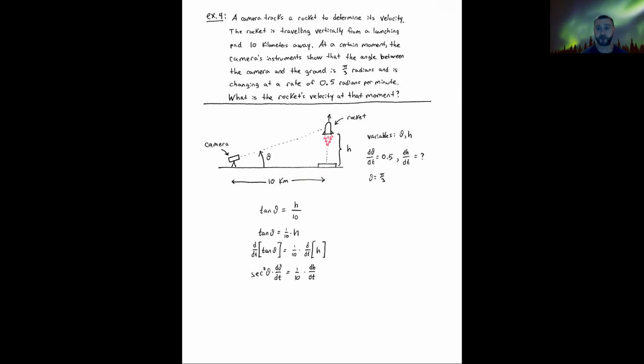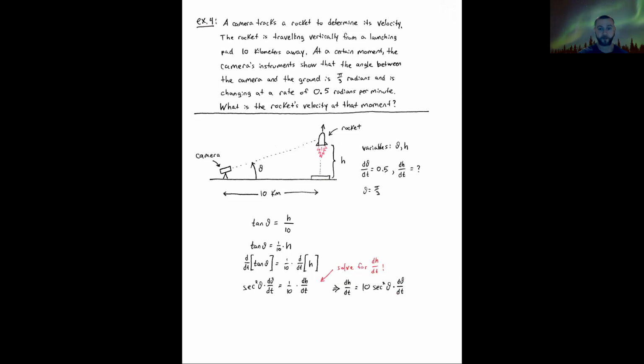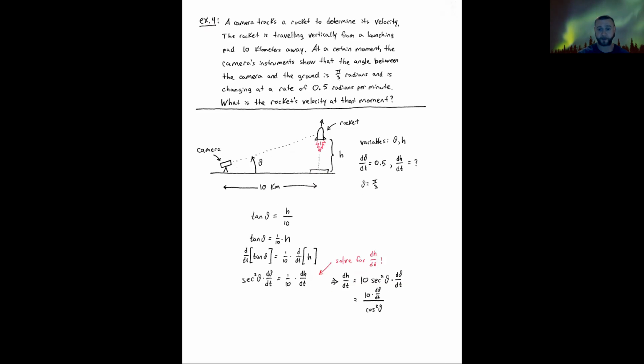All right, so from here, to finish the problem, all we have to do is solve for dh over dt. We can do that algebraically just by multiplying by 10. And we get here dh over dt comes out to 10 times secant squared of theta times d theta over dt. Now for these questions, we're always able to get a numerical value for the unknown rate of change. To make that a little bit easier, we might think of secant squared as 1 over cosine squared. Cosine works a little better with basic SOHCAHTOA.